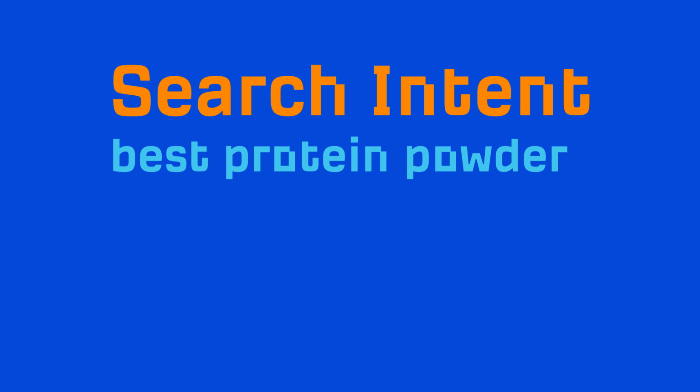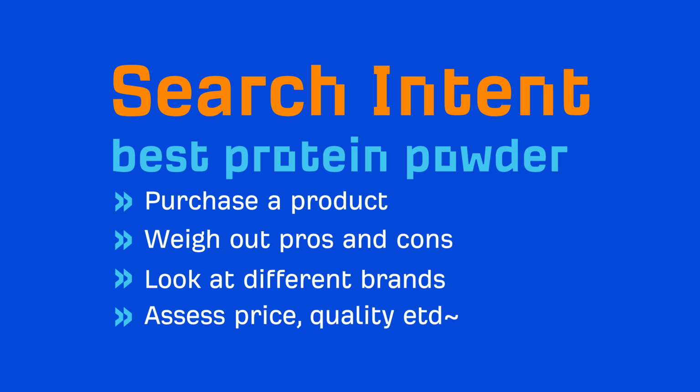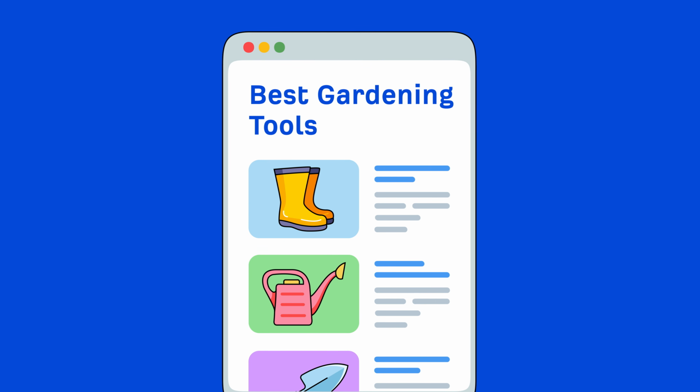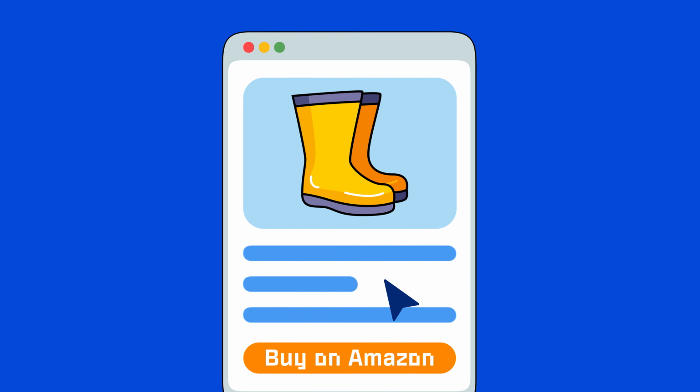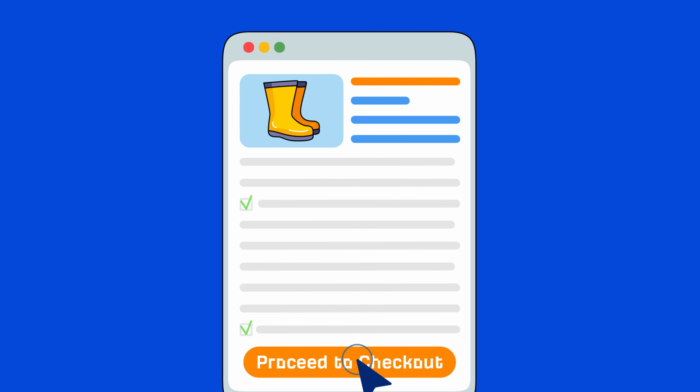For example, if someone searches for best protein powder, chances are they're in the market to purchase a product, but they want to weigh out the pros and cons, look at different brands, and assess variables like price, quality, and so on. As a result, you actually need to recommend products, and the people who read this article may very well click affiliate links to the products and make a purchase.